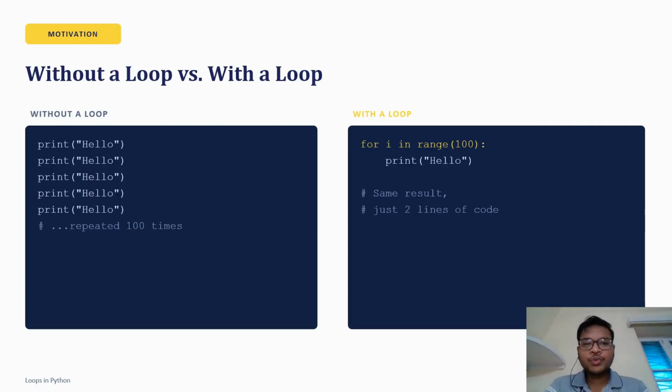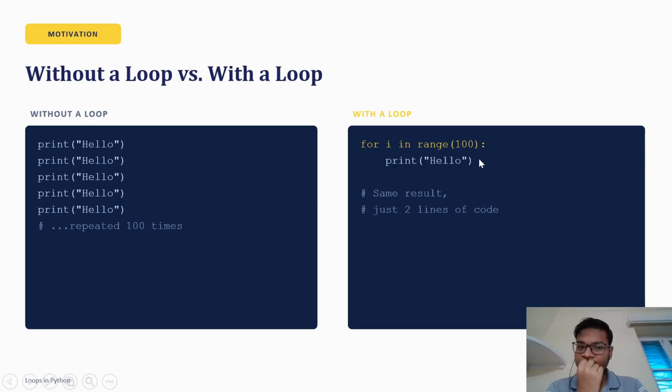So without a loop, and with a loop, this is the main difference. Without a loop, if you want to print hello, you just write print hello, hello, hello, hello, repeated 100 times. And with a loop, we use a for loop. What does this mean? Currently you don't understand, I know, but just see here, and after that we will run this code one by one. Here: for i in range(100), print hello.